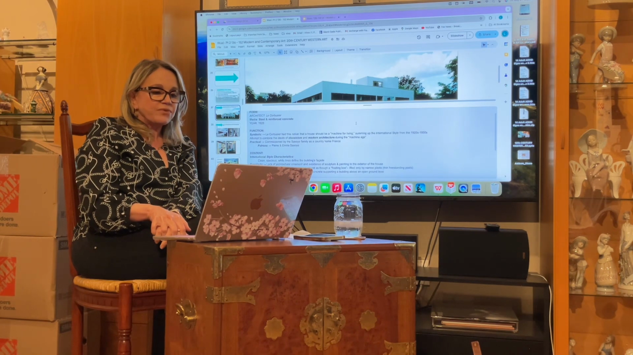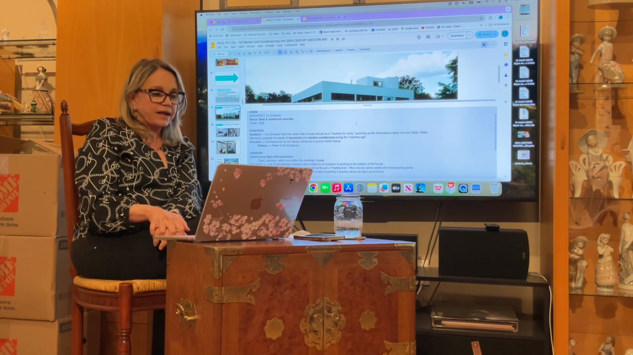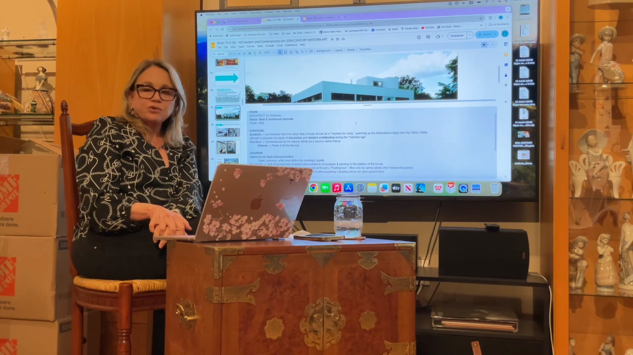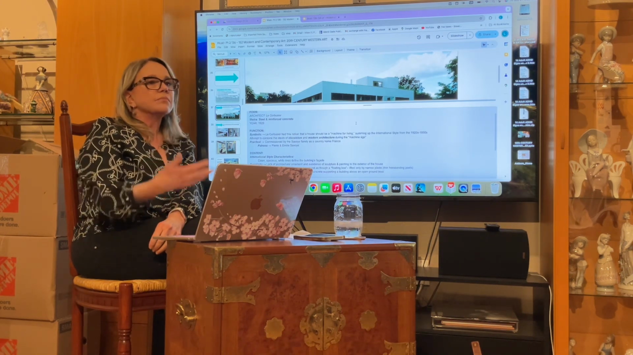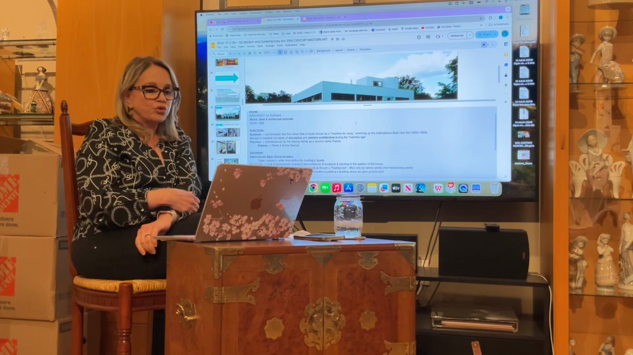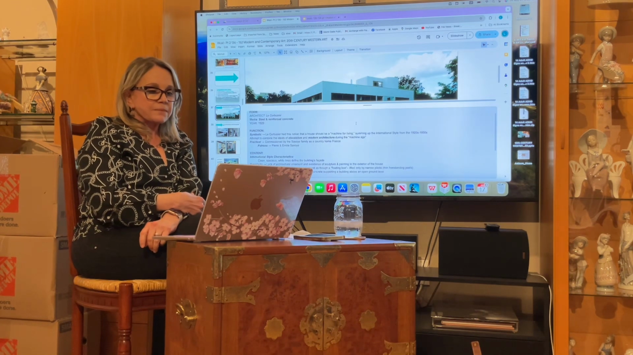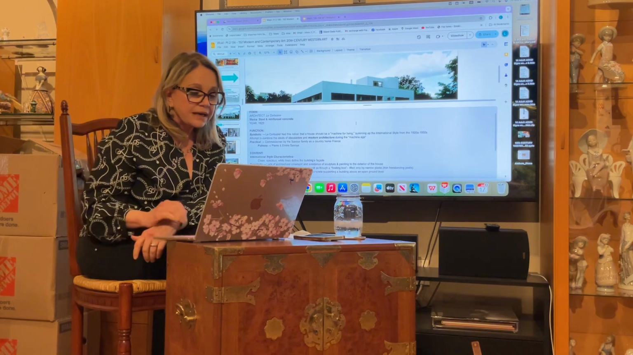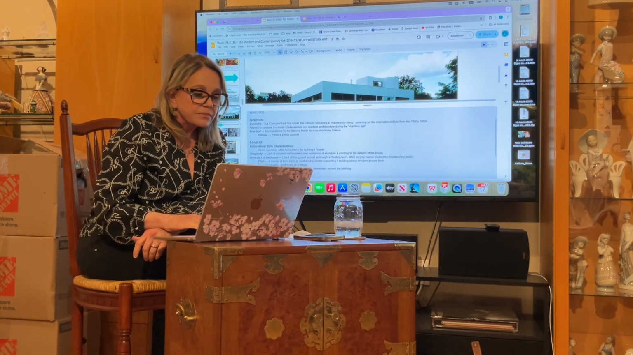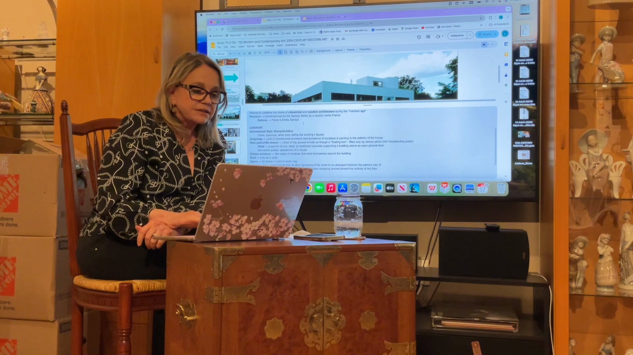Commissioned by the Savoy family as a country home in France, and the patrons, the people that commissioned Le Corbusier to do this, were Pierre and Émilie Savoy. Let's look at the content.